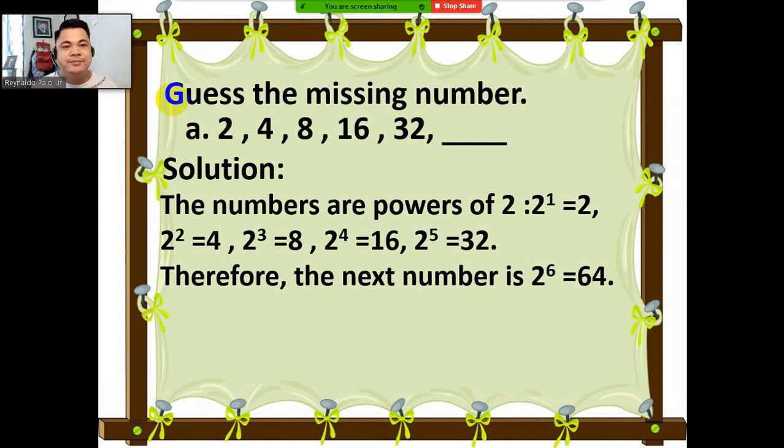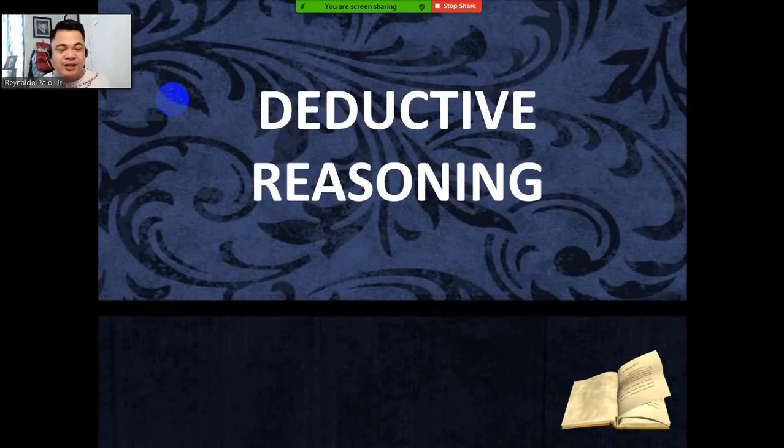It's correct. Okay? So when we are talking about number patterns, we can state different conjectures that will be applicable for that specific sequence. Alright? Next, deductive reasoning. So remember, inductive reasoning takes specific situations or statements to general. Alright? So now let's have deductive.